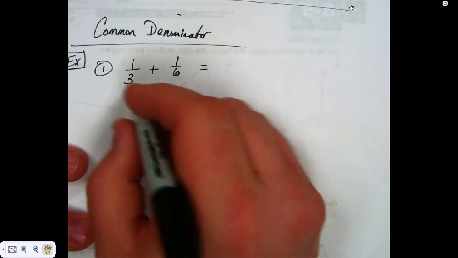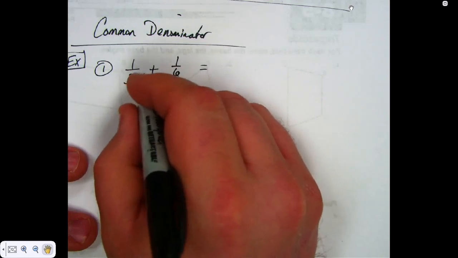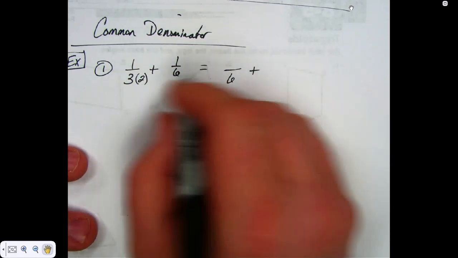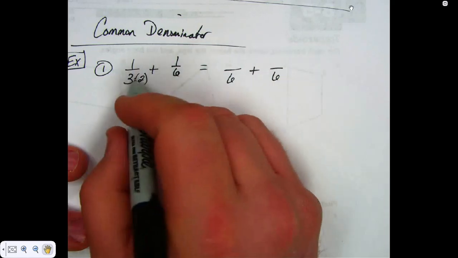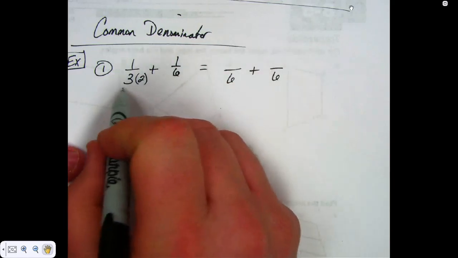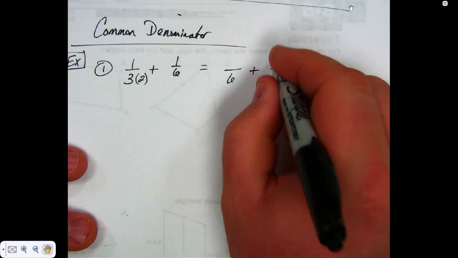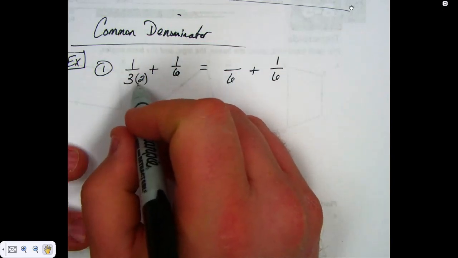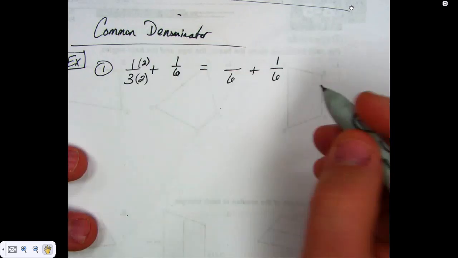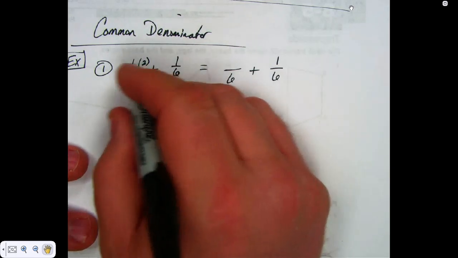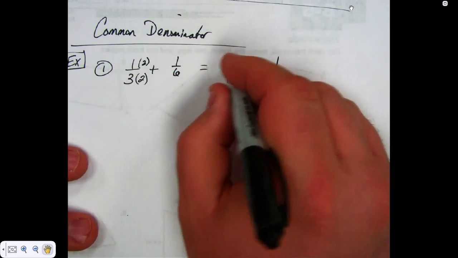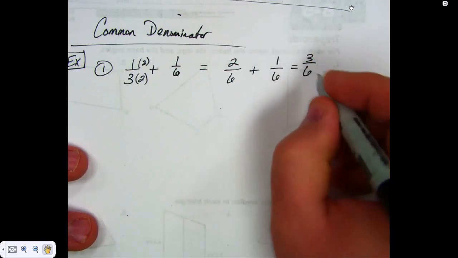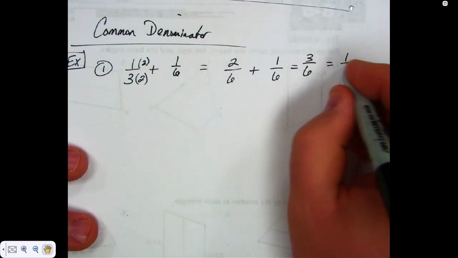So what would I do? Well, I would need to multiply this one by 2 to make it a 6. But the thing about it is I can't just decide to multiply that by 2. I can't change anything. I don't have to change this one. If I multiply the bottom of a fraction by 2, I then have to multiply the top by 2 and keep the fraction the same ratio. So this becomes 2 over 6 plus 1 over 6, making this become 3 over 6, which is 1/2.